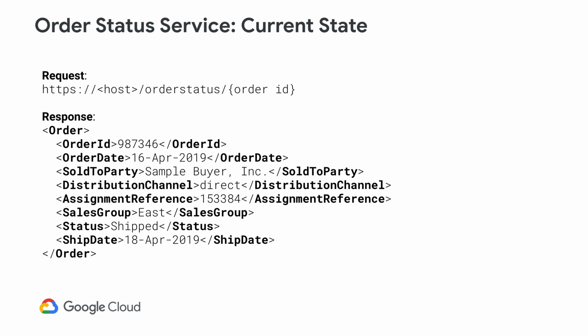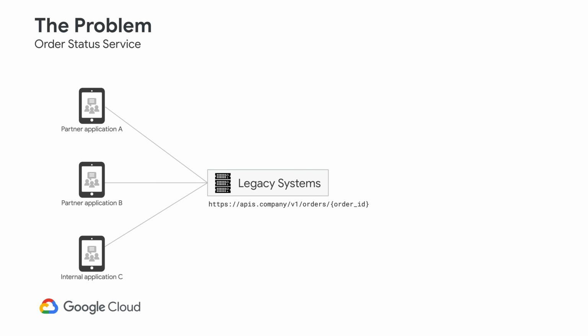What was the order ID? What was the date? Who was it sold to? What's the distribution channel? What's the assignment reference, the sales group, the status, and the ship date? It's currently running on premises in a legacy environment, and there's a goal to migrate it up to the cloud to a microservices architecture. So here's the problem with the order status service.